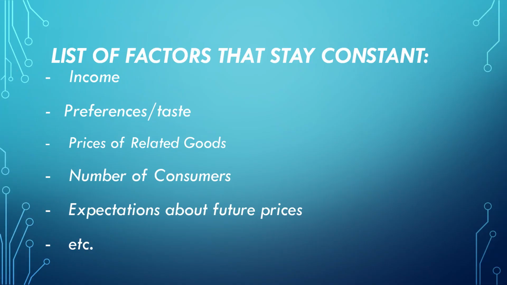So a list of these factors, be it income, preference, or taste, price of related goods, number of consumers, expectation about future prices, etc., were held constant. So these are some of the factors that were held constant when you wanted to see how a change in price will affect quantity.